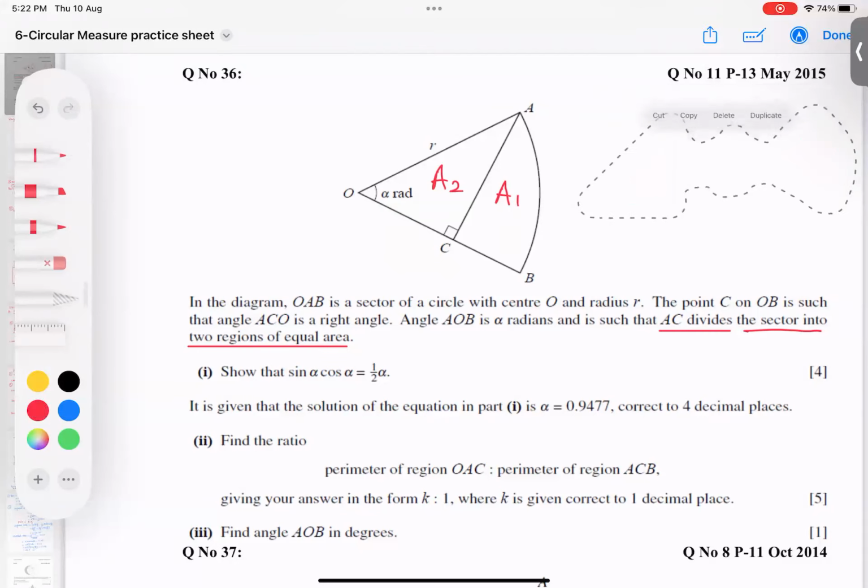Okay, so first of all, the triangle. How to get the triangle? Let's start. Triangle this one now. And all of you know it's easy because we know the radius. So first of all, I'm writing here: perimeter of OAC, ratio, perimeter of ACB.